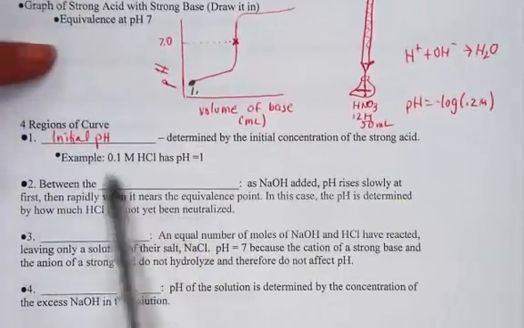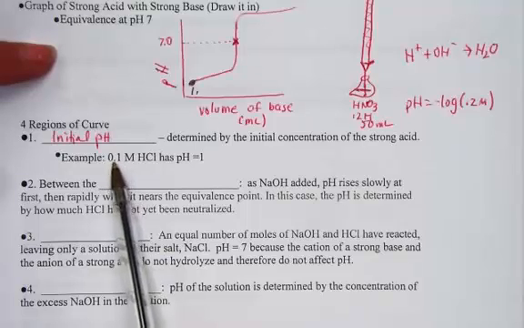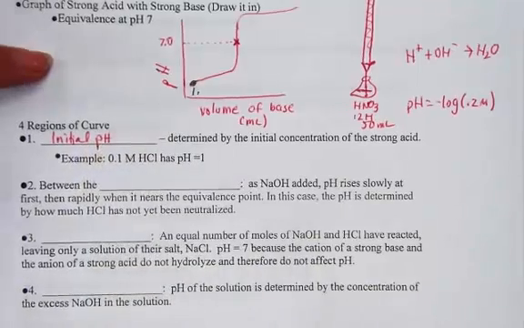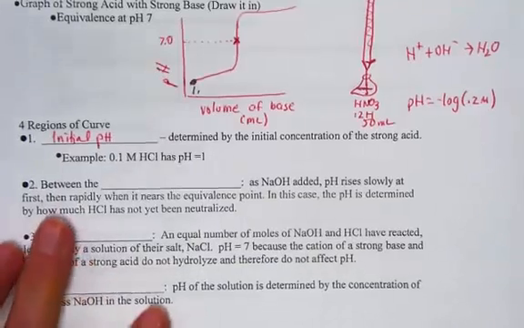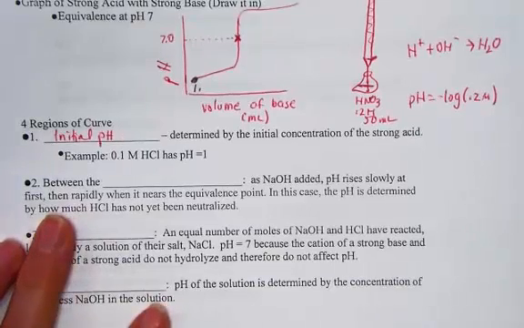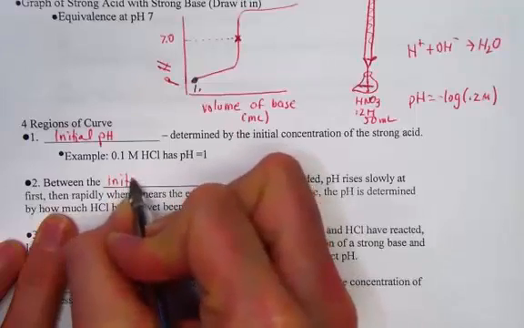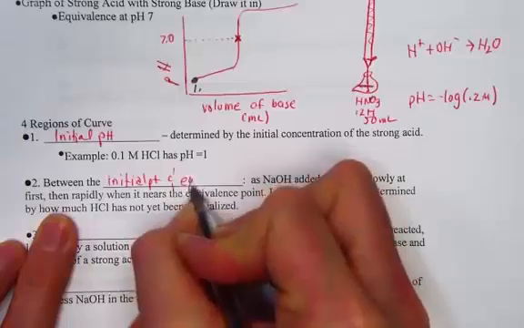Or suppose we were titrating with the strong acid hydrochloric. 0.1 molar of HCl would have a pH of 1. So the initial concentration of the acid gives us the initial pH simply because we've not added base yet. Let's consider the second region, where we're between the initial point and the equivalence point.